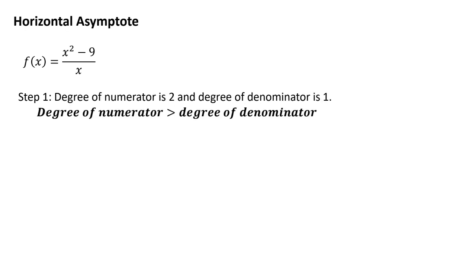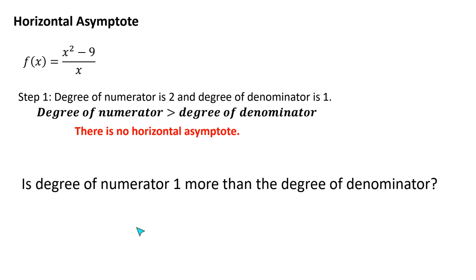And now the degree of the numerator is 2 and the degree of the denominator is 1. So this is the third case, right? The degree of the numerator is greater than the degree of the denominator. So that tells us that we have no horizontal asymptote. So that means that we should check if it has a slant asymptote. Is the degree of the numerator 1 more than the degree of the denominator? It is, right? We have a 2 and a 1, so that's 1 more than the degree of the denominator. So that means that we have a slant asymptote.